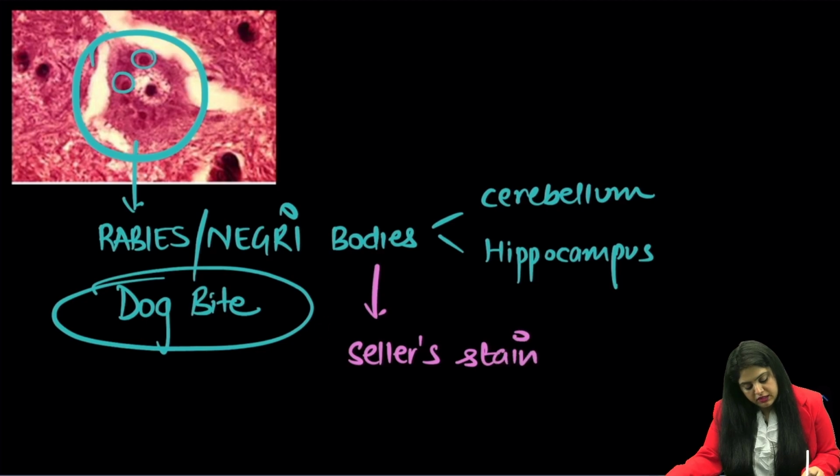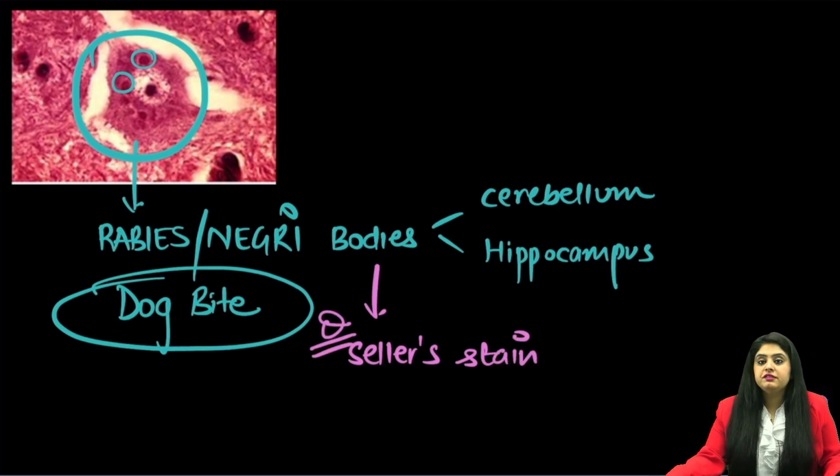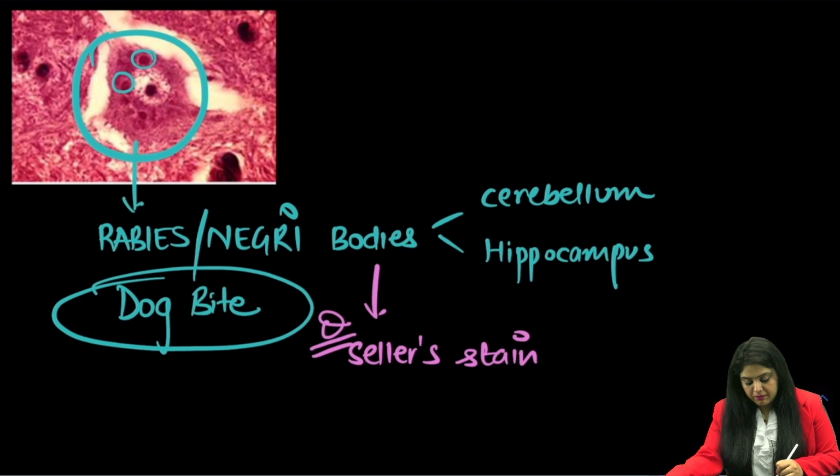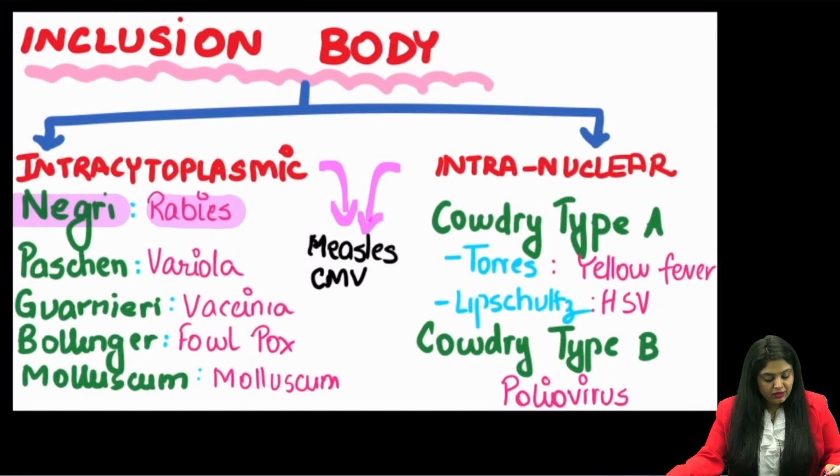And that is going to be the Sellers stain. The Sellers stain is going to be for Negri bodies. So coming back, Negri body, we have seen. Now let's move on to the next.